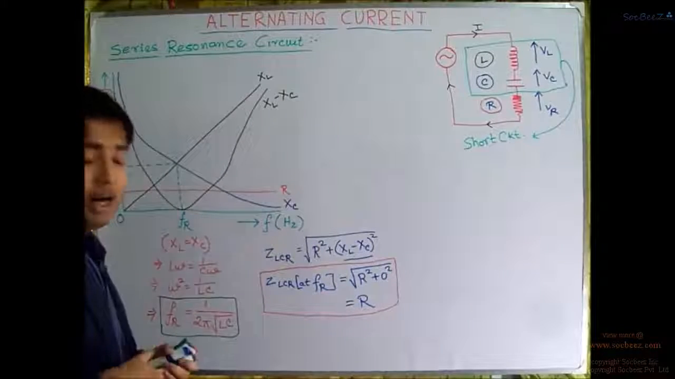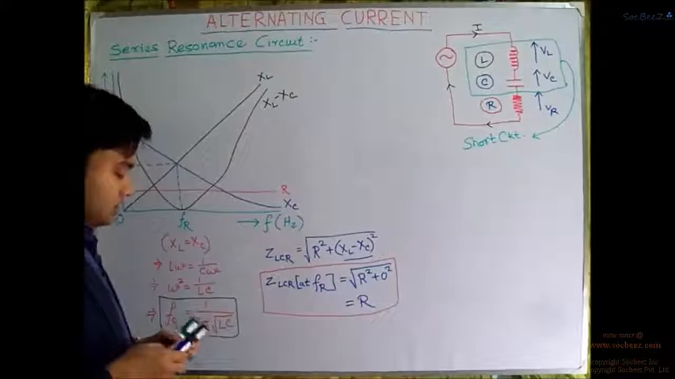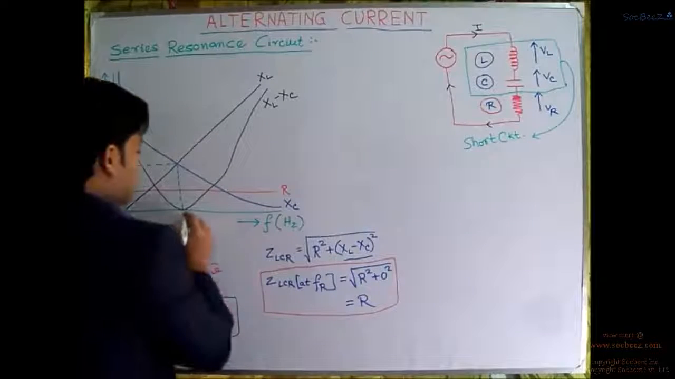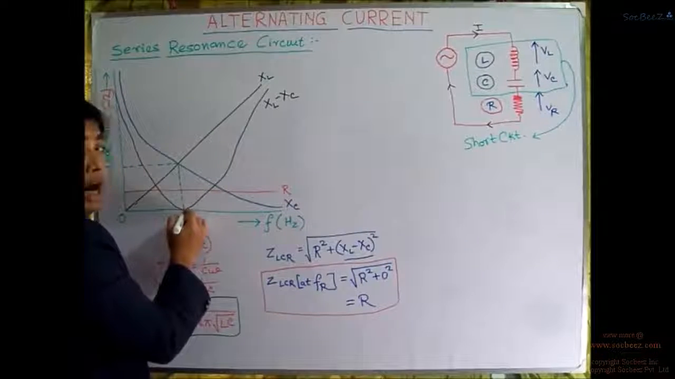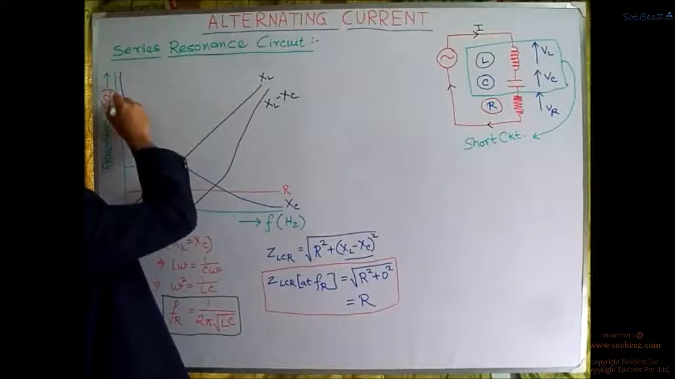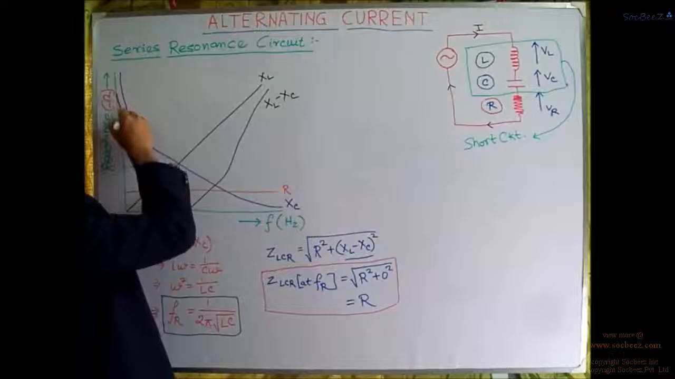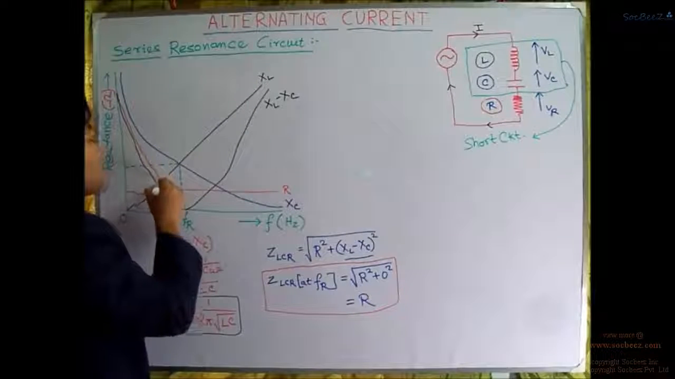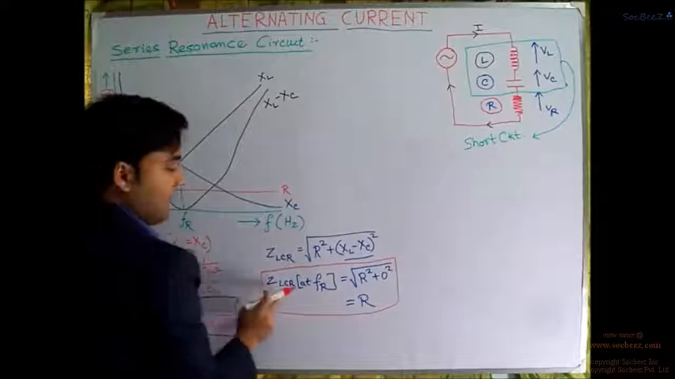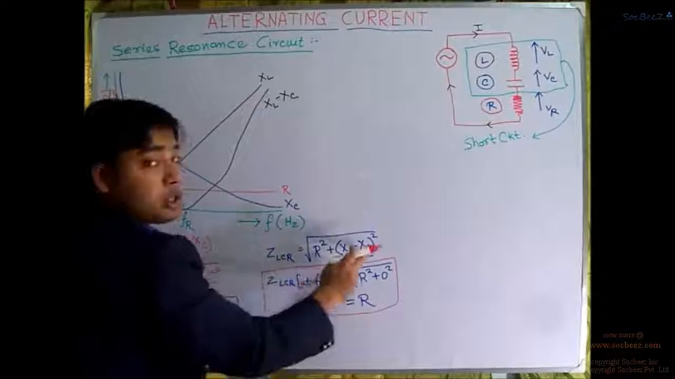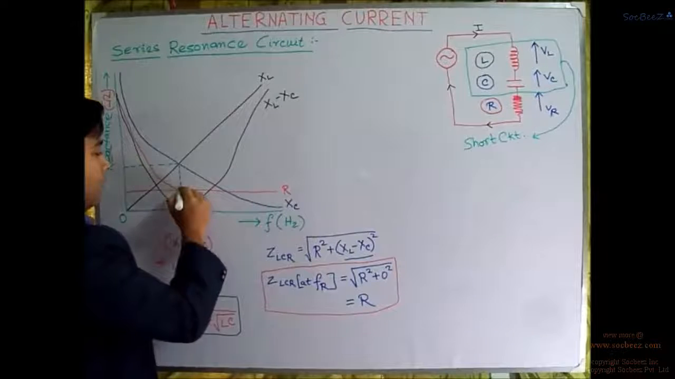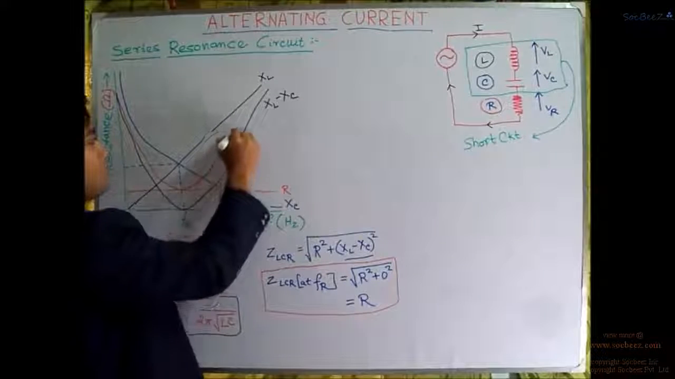So if we wish to find out the graph for ZLCR, it should look like this: at this particular point it will be equal to R, which means this point only. So it will look like this over here. This will be the minimum value of Z, because the minimum value of Z will be when XL equals XC, that will be simply equal to R. At this R it will be, and afterwards it will be rising from over here.